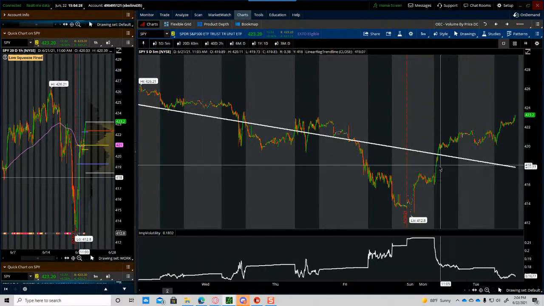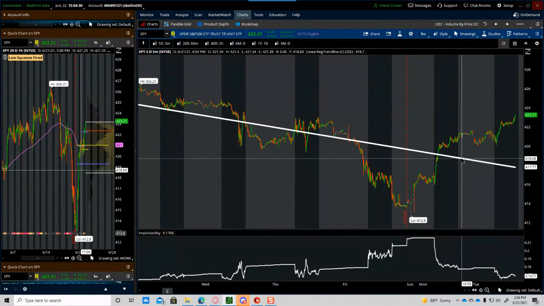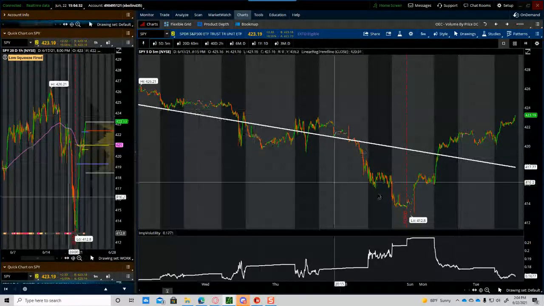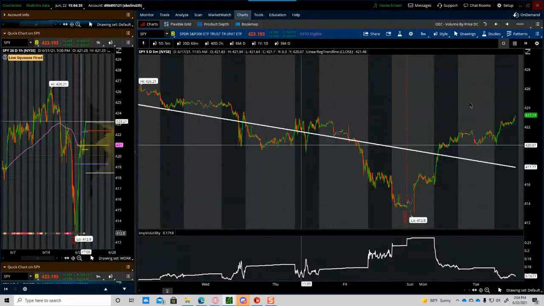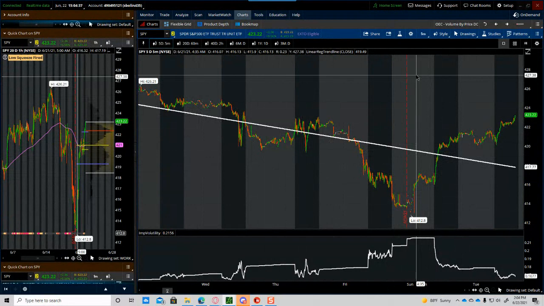Now, there's no wrong way to draw that linear regression. You can start at the peak and go to the valley. You can go wherever you want. You can set it on any time frame. The only rule that I would ever give you is be consistent in how you use it.